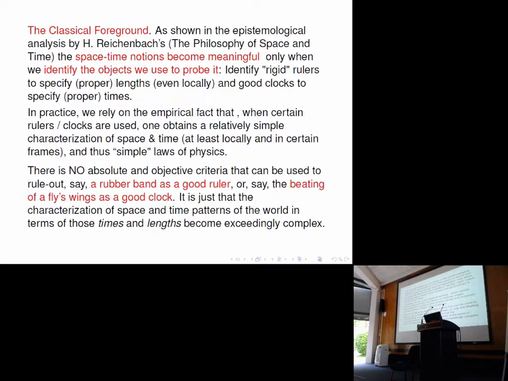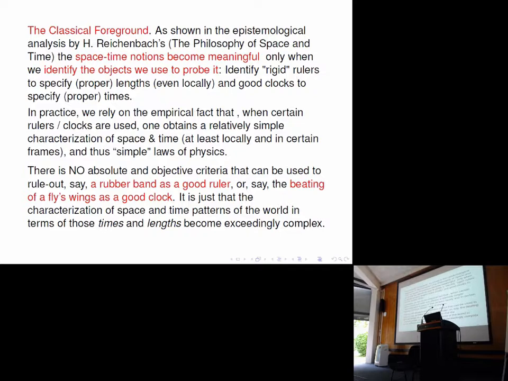Fortunately, some of the issues that I've been talking about have already been mentioned by other speakers. In particular, I want to rely, to a degree, on this functionalist point of view that was presented to us yesterday. The basic idea is that without specifying the objects which you use to probe space-time, the space-time notion should be meaningless.